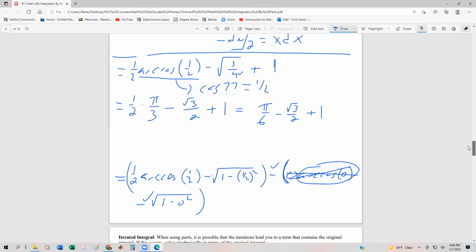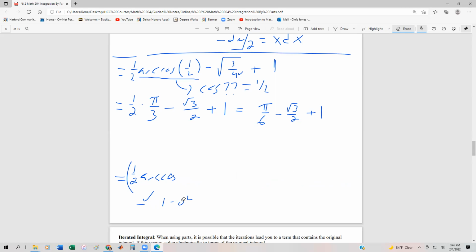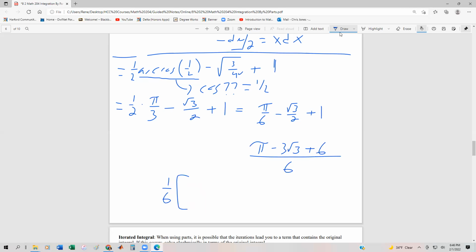If I was to get a common denominator and write everything with a denominator of 6, if I wanted to, it wouldn't be too bad. And then I can also factor out a 1/6 if I really wanted to at the end. So I'm just going to show you a few different ways to write the answer. Another way to write this by getting a common denominator would be pi minus 3 roots of 3 plus 6 over 6. And if I were to factor out the 1/6, I could get 1/6 times pi minus 3 roots of 3 plus 6.